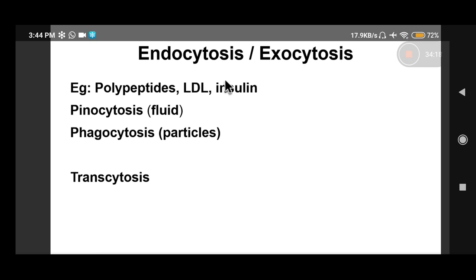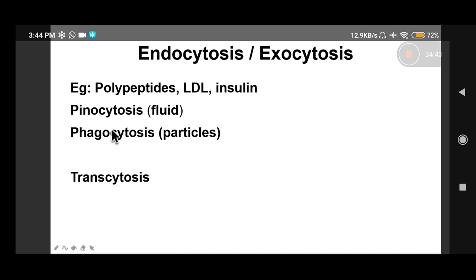Endocytosis, exocytosis: large molecules, especially more than 1000 Dalton, like polypeptides, low density lipoproteins, insulin, etc., are taken in by cells by the process of endocytosis and thrown out by cells by the process of exocytosis. You already know what endo and exocytosis is.